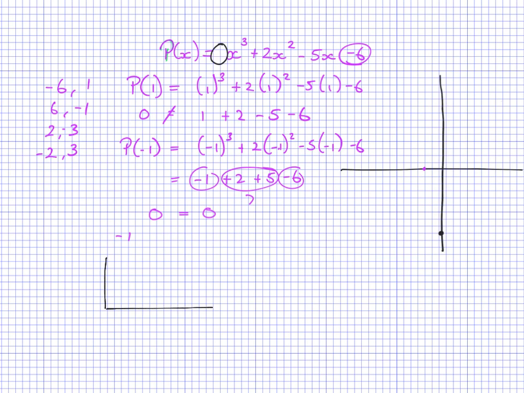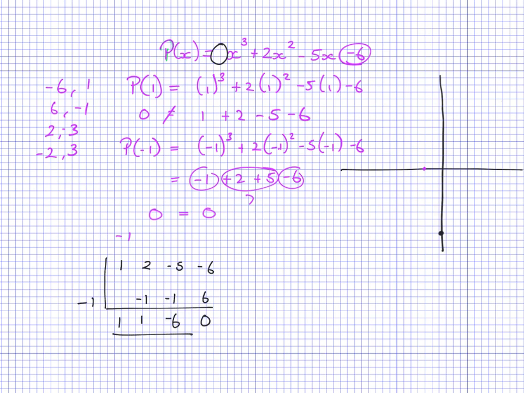So we'll write out our factor there. We'll put our coefficients in, which are 1, 2, minus 5, and minus 6. Drop it down, multiply it up to there. Add down, that gives us 1, multiply it up to there, add down, that gives us minus 6, multiply it up to there, add down, it gives us 0.